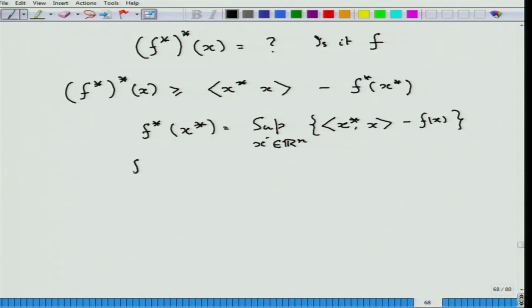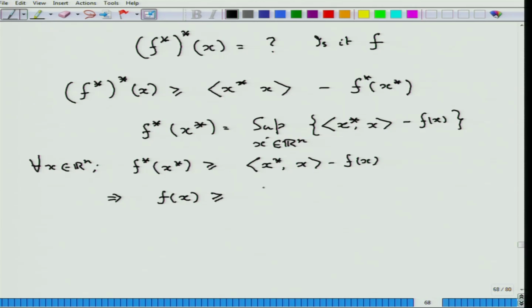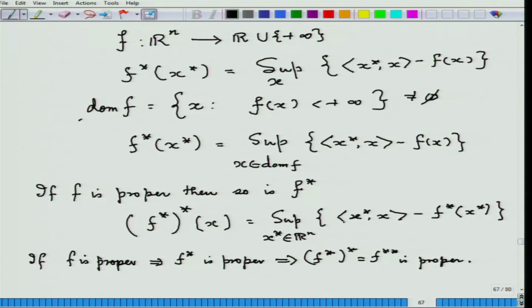Now, what do I have from here? If you take any x, this is what I have. Now, let us change the positions. So, this would imply f of x is bigger than. Now, this relation is not only true for all x, it is true for any x star you take. So, for all x and for all x star in R n. So, for the pair x, x star, this result is true. So, I can now just change my position. Once I have changed my position, I am almost in the form of this definition.